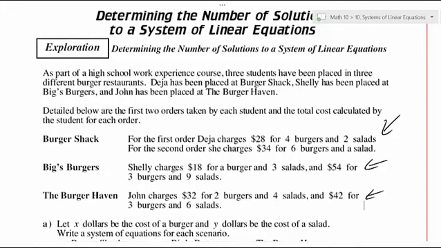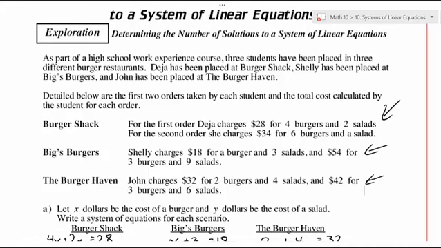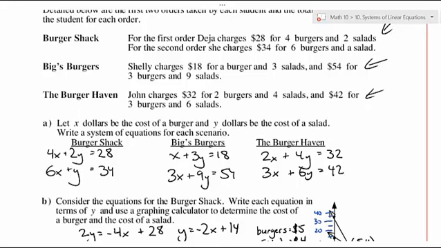So if you want to press pause now and try it yourself, you can put together the equations for all three situations, so two equations for each, and then graph them to see where the point where they meet is. Now, if you don't understand, just follow along with me. I've written a system of equations for each scenario. Right here for Burger Shack, we've got Big's Burgers here and the Burger Haven right here.